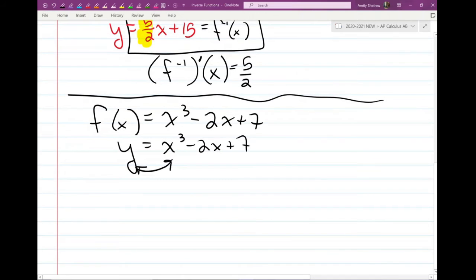So, okay, if I flop them, what do I get? I get x equals y cubed. Wait a minute. Look, there's another place where there's another x. Am I supposed to replace that x with a y as well? Yes, you are supposed to replace every x with a y. So this is a -2, and there's a y, and then a plus 7.